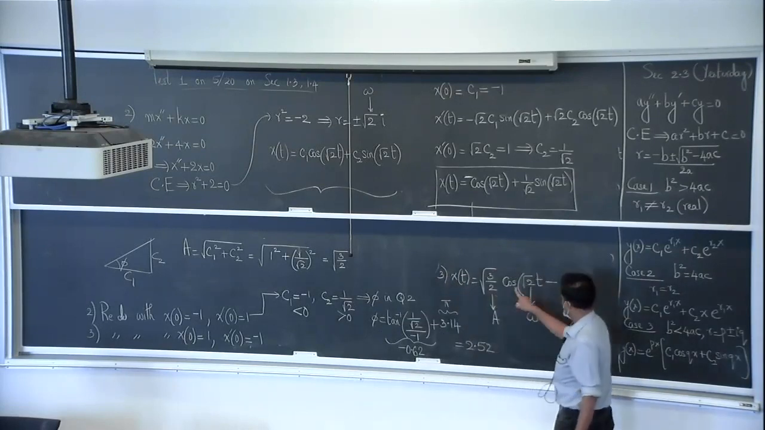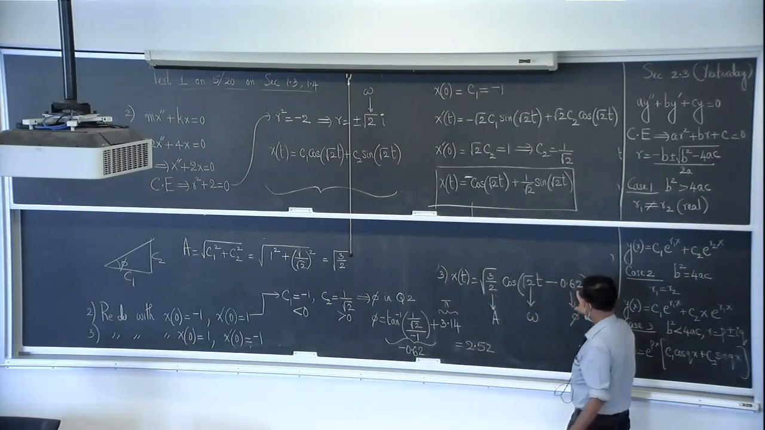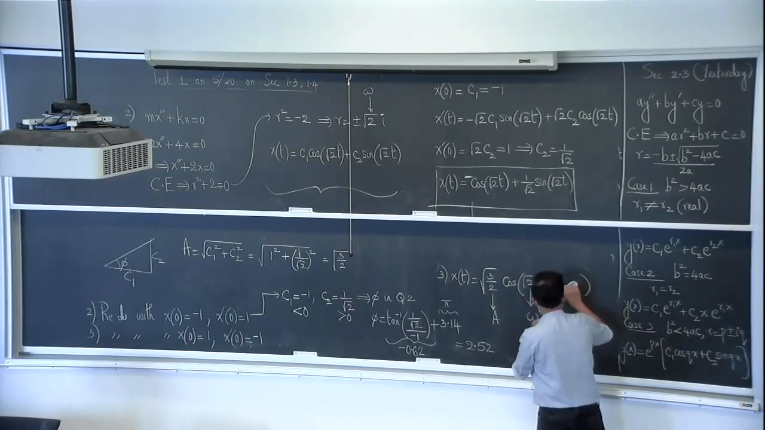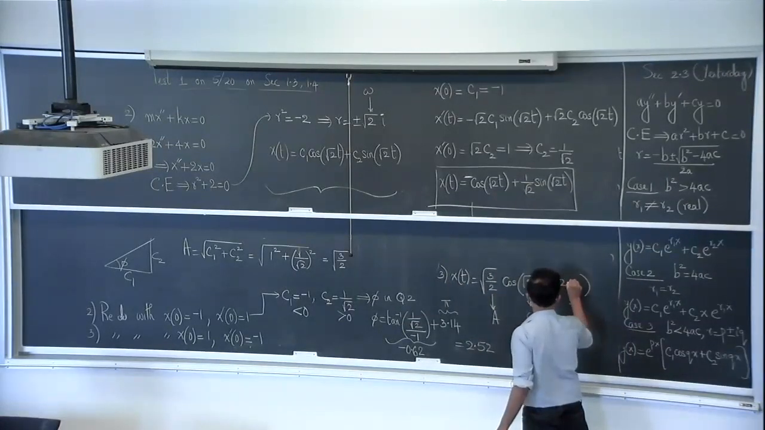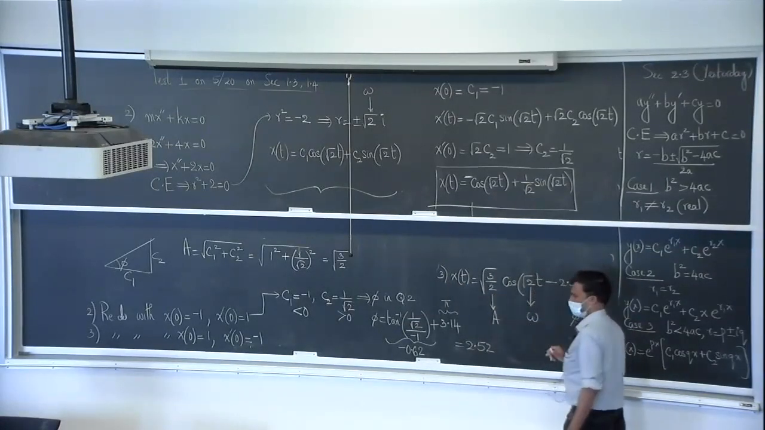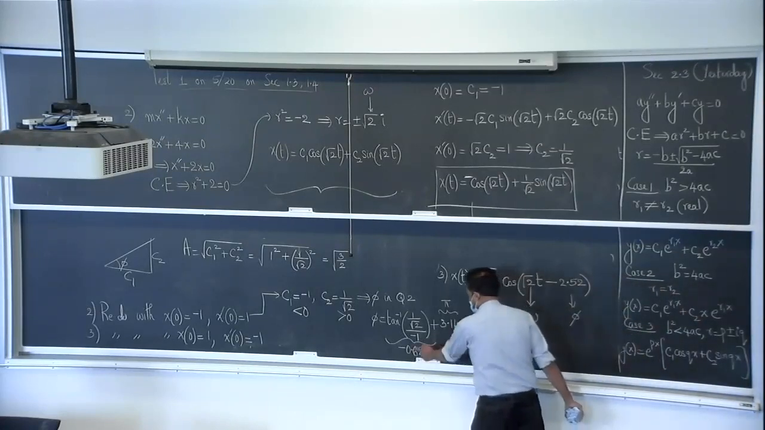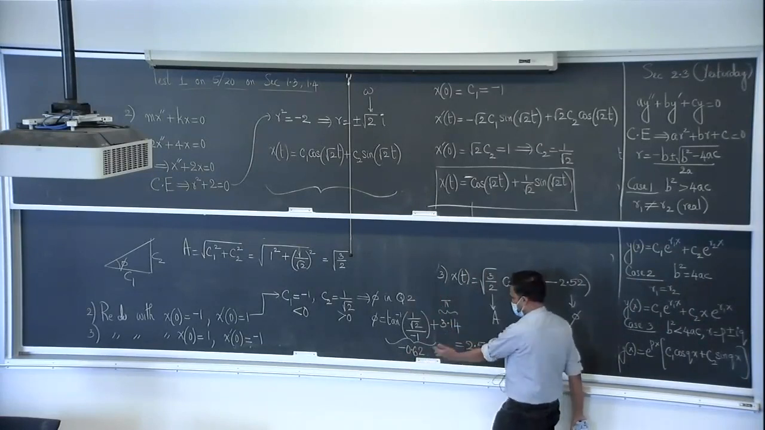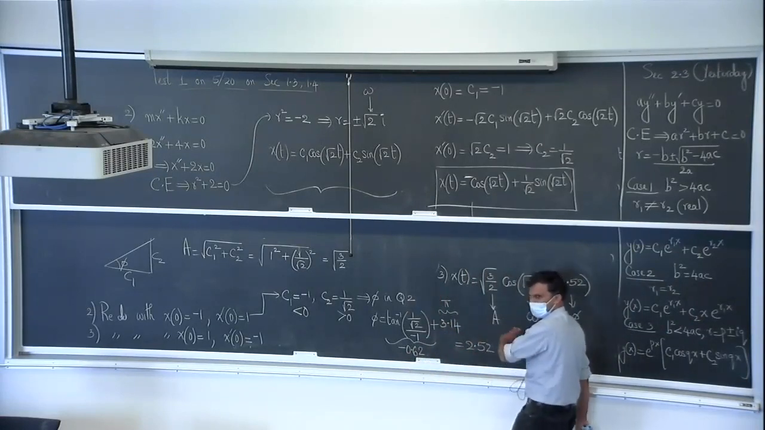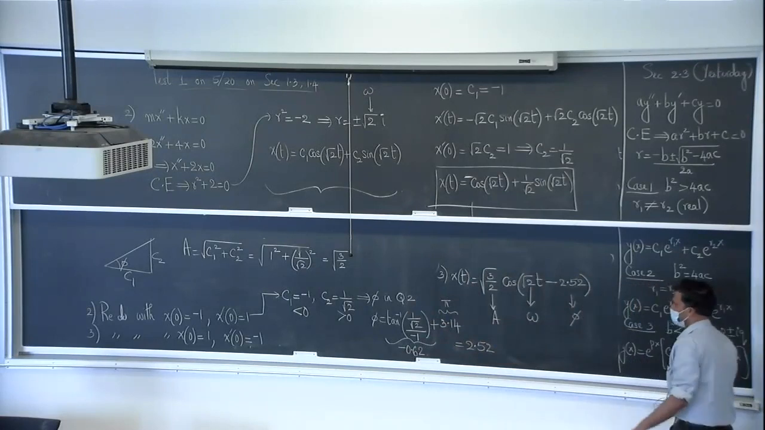Amplitude is still the same. Frequency is still the same. This one is now going to change to 2.52. So if it was in the third quadrant, you would have added these two and obtained something that is more than pi. Okay, that's the only difference between quadrants 2 and 3.